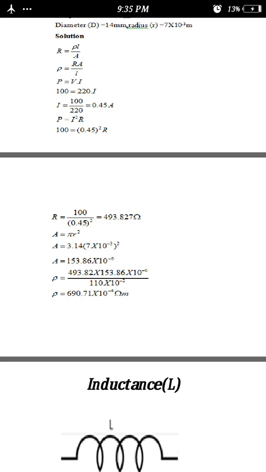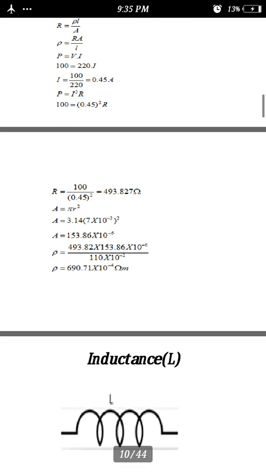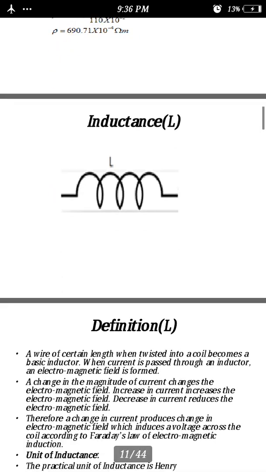Okay, then the area is equals to pi r square. So A is equals to, the pi is a constant one, we can substitute the value. R is already given, that is in terms of diameter in the question. So we can replace the value of R with 7 into 10 power minus 3. So we obtain the value of A, and we are substituting these terms in specific resistance formula, that is rho is equals to RA by L. So finally we obtain the value 690.71 into 10 power minus 4 ohm meter, because the unit for specific resistance is ohm meter.